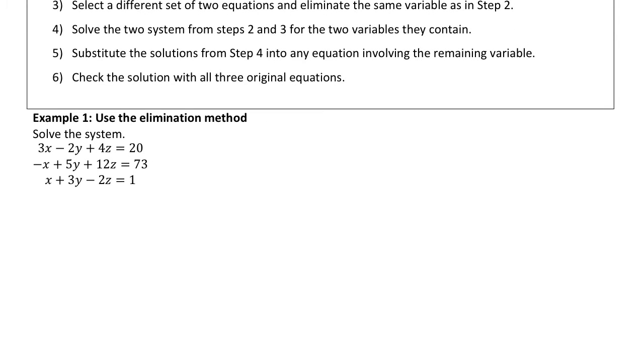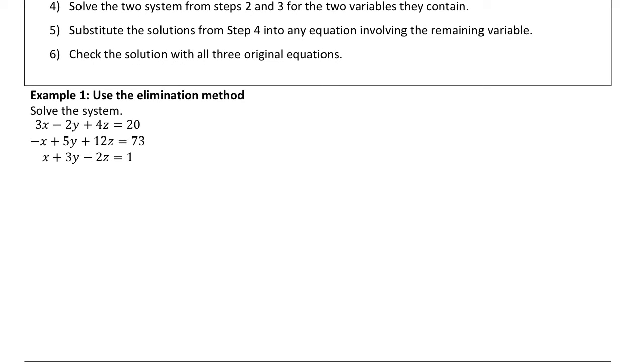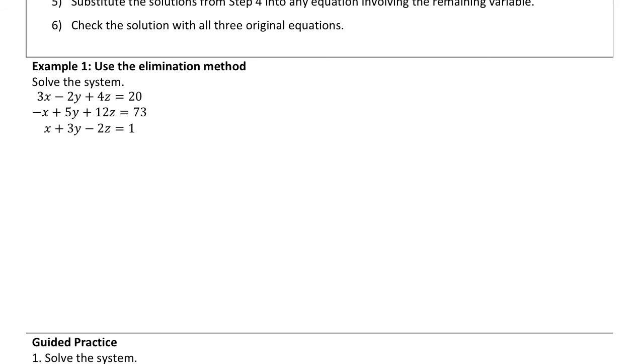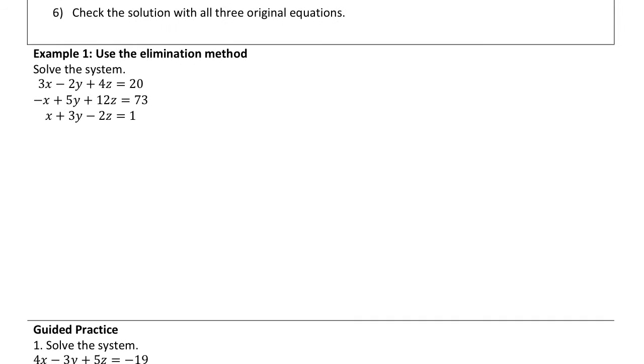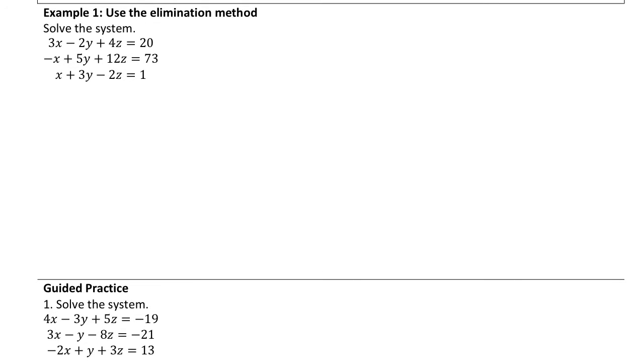Select a different set of two equations and eliminate the same variable. So if you chose to eliminate x with two equations, choose two different equations and eliminate x from those. Then you have a two-variable system, and then you can solve that system using elimination. So I'm going to jump right into that because the last three steps there are mostly repeating. If I look at this system, what immediately catches my eye is that in equations 2 and 3, think of this as 1, 2, and 3, the x's match up.